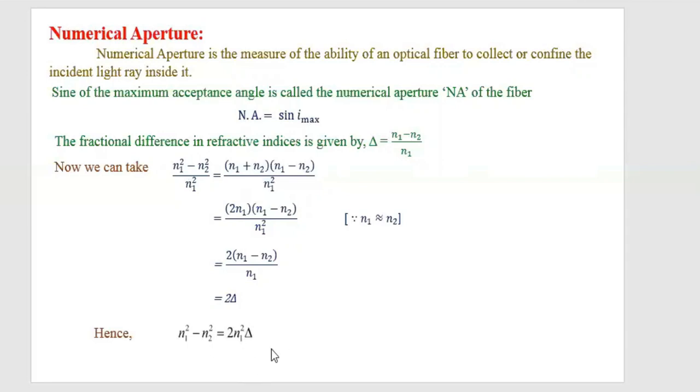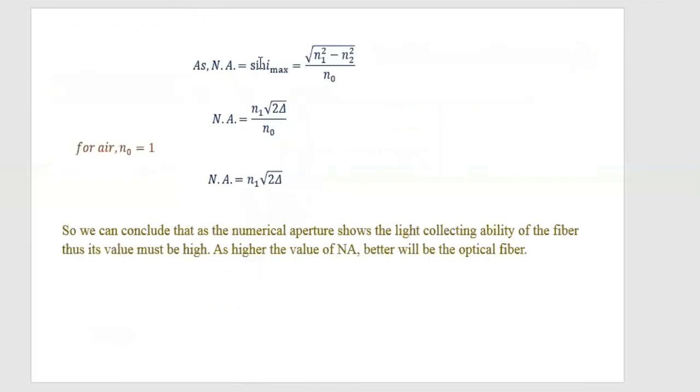So substituting this n1 square minus n2 square value in the sin I maximum value, we get NA is equal to sin I maximum is equal to root of n1 square minus n2 square by n0. So root of n1 square minus n2 square is root of 2 n1 square delta. So n1 is coming out, root 2 delta by n0. So this is the formula for numerical aperture, or simply sin I maximum. For air, the refractive index is 1. So substituting n0 is equal to 1, we'll get NA is equal to n1 root 2 delta.